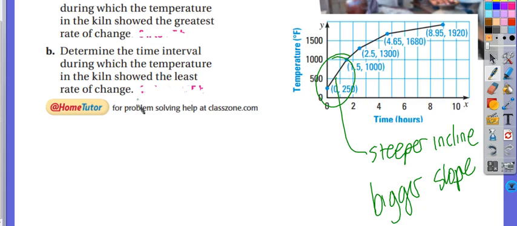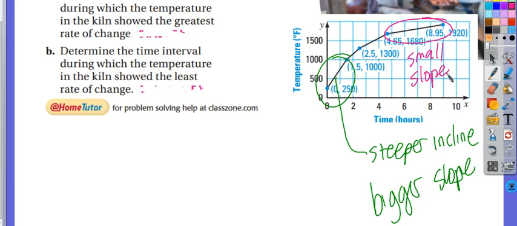Okay. Determine the time interval during which the temperature in the kiln showed the least rate of change. When is it changing the least? Between 4.625 hours and 8.95. Okay. Because that incline is as low a steepness as possible, it's a small slope.